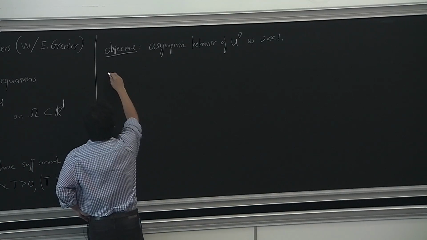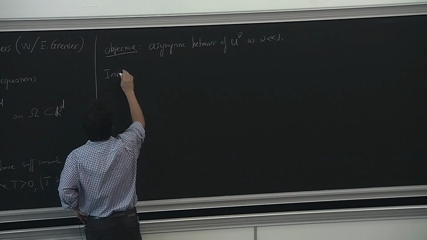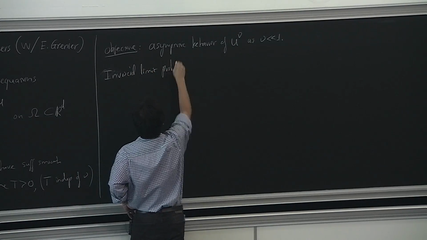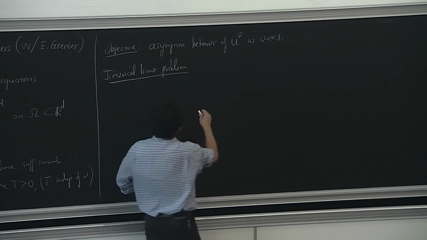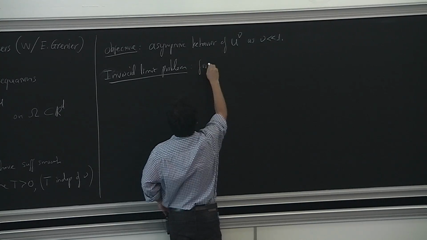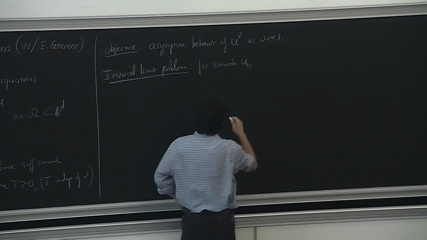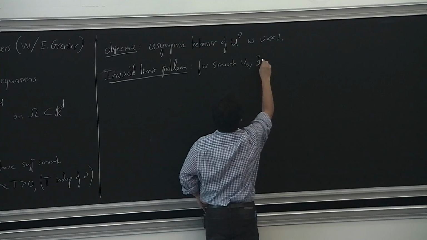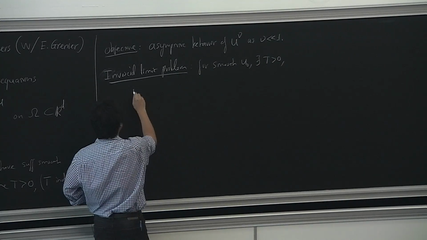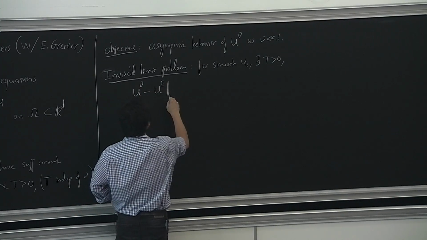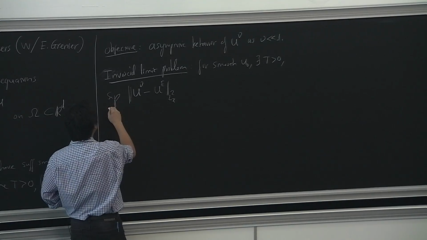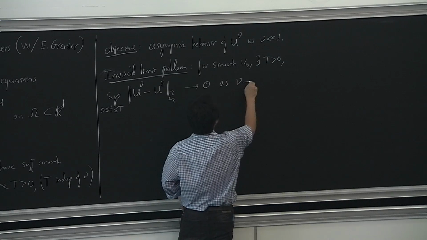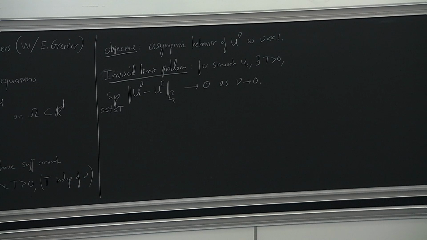And what we call the inviscid limit problem is the following. For smooth U0, there is a positive time t so that U^nu minus U^Euler in L2 in x, supremum in time, goes to 0 as nu goes to 0. So this is the inviscid limit.